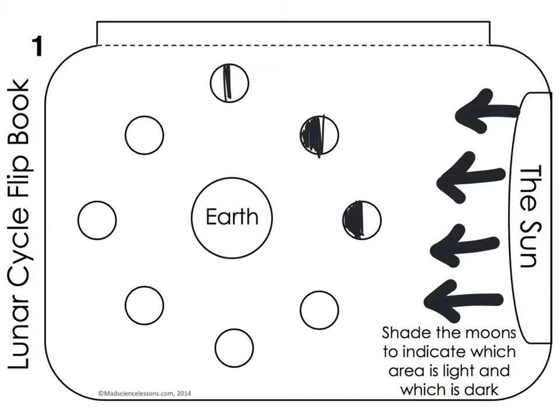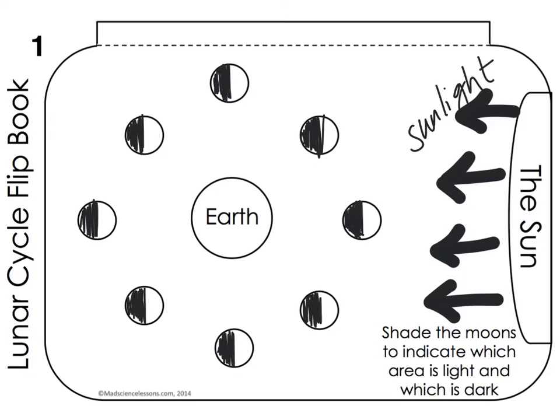I'm going to go through each one. The sun always only lights up half of it, and it depends on what half we see wherever the moon is at in its cycle for the month, 28.5 days. So then we can label this sunlight. If you want to get fancy, you could do that sun in yellow. And that is number 1. So this is going to be the top page, and we're going to be taping them all on top of each other.